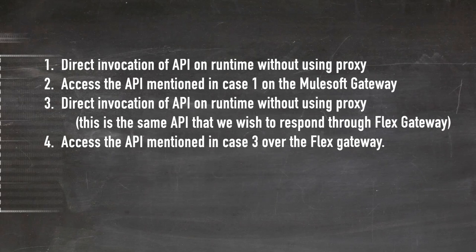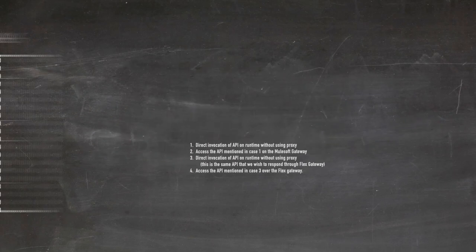Number three is direct invocation of API on runtime without using the proxy. This time, this is the same API that we wish to respond through the Flex gateway. In other words, this is the same API that we want the Flex gateway to handle. Number four is access the API mentioned in case three over the Flex gateway.